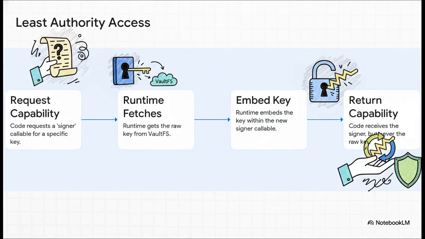And this is where that whole principle of least authority becomes totally concrete. The application code never, ever asks for a raw secret key. It asks for a capability, like a signer function. The Merg-E runtime then goes and gets the raw key from Vault FS. It creates a new signing function with that key safely embedded inside, and it hands the function back. So the application gets the ability to sign things, but it can never actually read or steal a key itself.